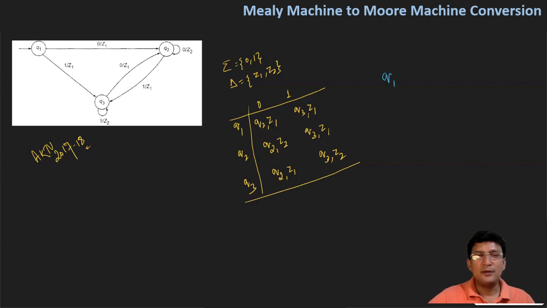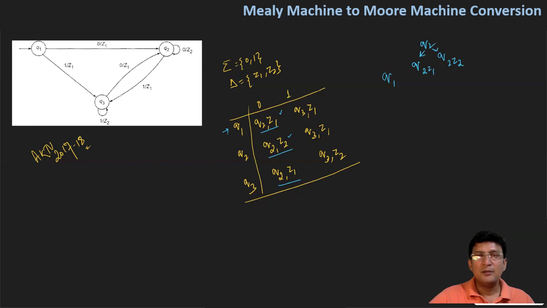If I go to state Q2, there are three incoming transitions. In one of them the output is Z1, and in the others the output is Z2. So I need two states corresponding to Q2: let's say Q2 Z1 and Q2 Z2. So two states are required for Q2 in the Moore machine, one that produces output Z1 and the other that produces output Z2.